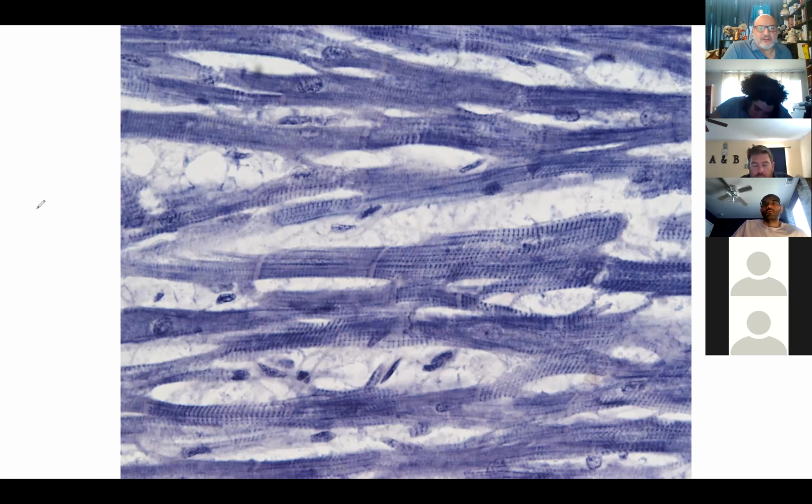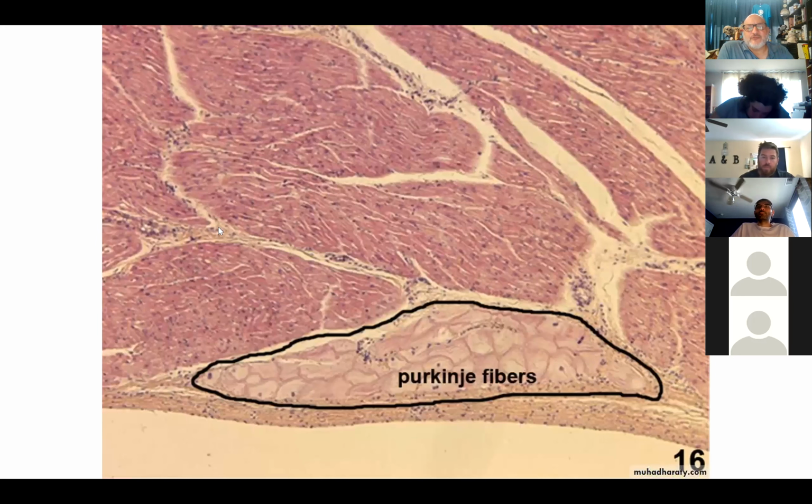They don't have transverse tubules. They don't have the sarcoplasmic reticulum in the same way. In many ways, the conductive cells are kind of a cross between a muscle cell and a nervous cell. And so not surprisingly, they look very different. The easiest place to see them is actually in the myocardium of the ventricles, because the ventricles have the biggest, thickest muscular wall.